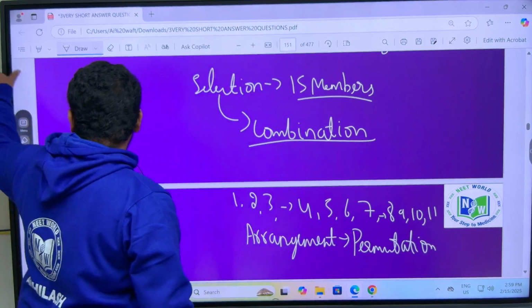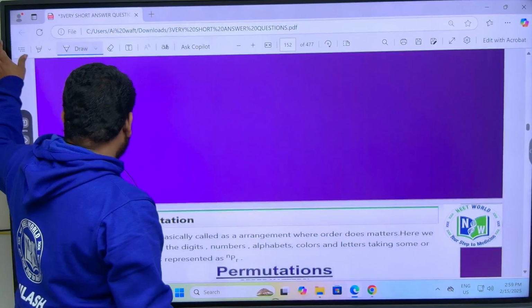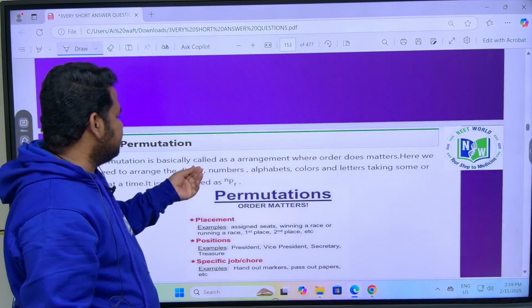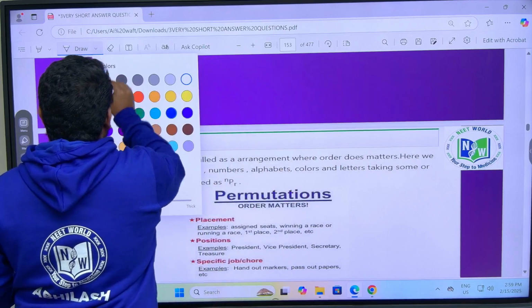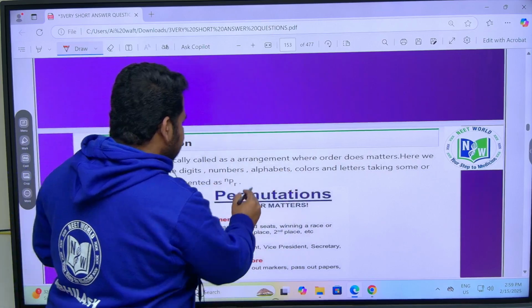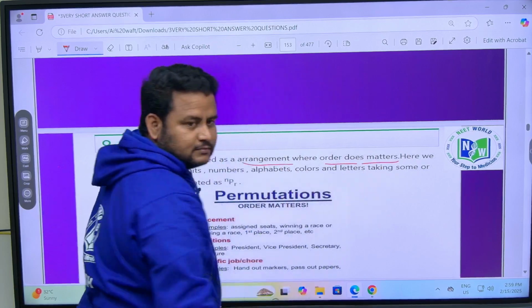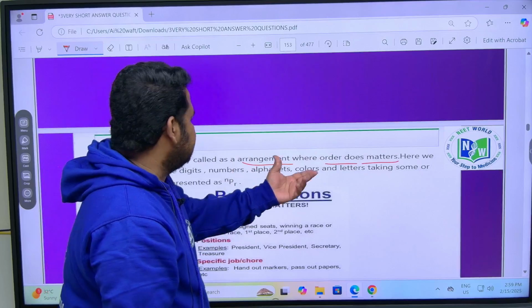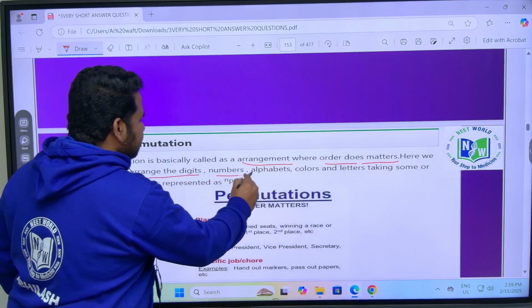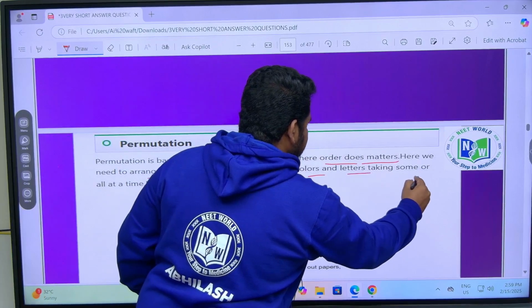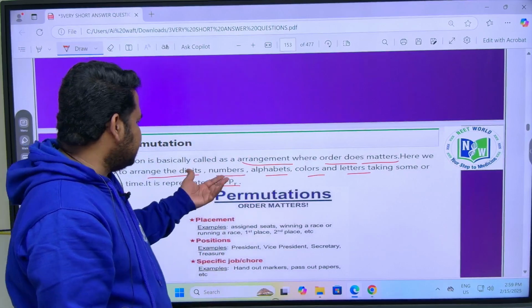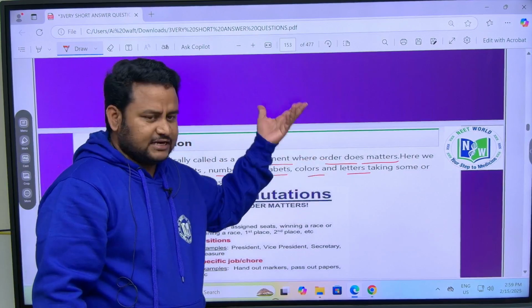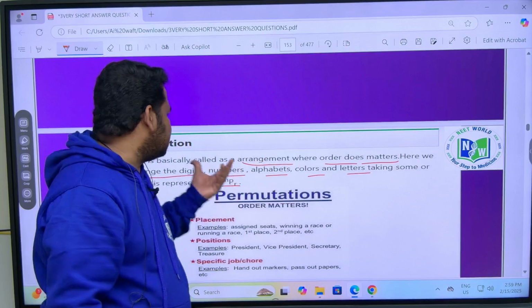Having said this, with this example, let's go forward. That is what is given here. Permutation is basically called arrangement, where order does matter. That is what I told you. Order is important. Here we need to arrange digits, numbers, alphabets, colors, letters, taking some or all at a time. It is represented as nPr. As I told you, the digits, numbers, alphabets, colors, and there I told players. So arrangement is called permutation.